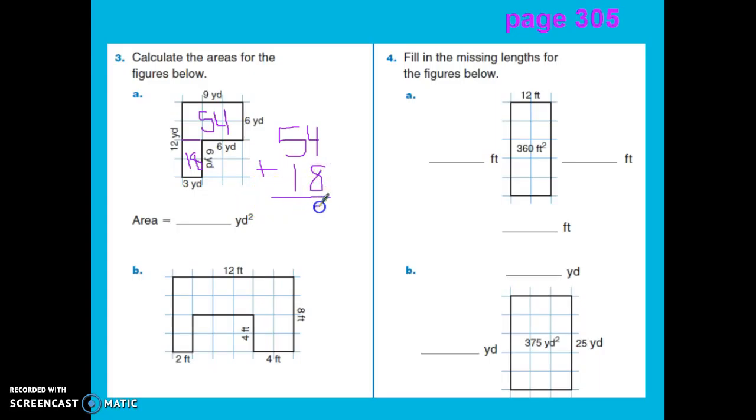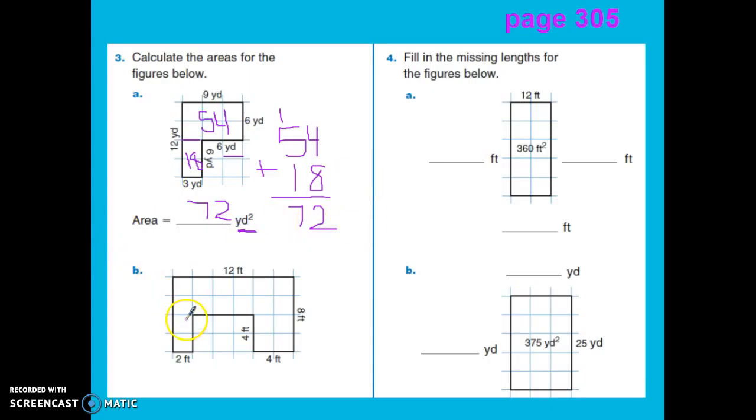4 plus 8 is 12. Carry my 1. 1 plus 5 plus 1 is 7. The total area of this shape is 72 yards squared. Notice this time we're working with yards. That needs to be reflected in our label.